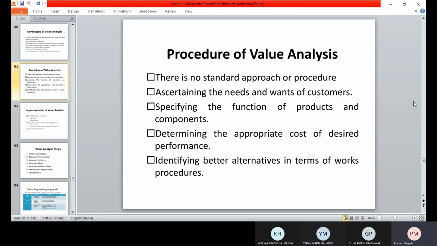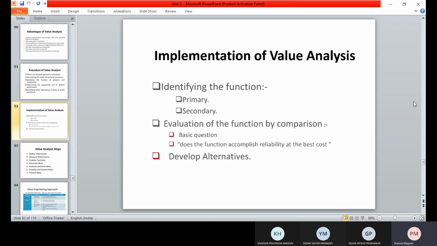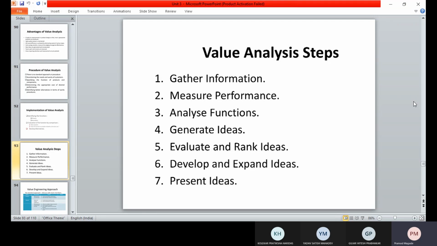So see, these are the common steps which we have already discussed. I'll just scroll the slides. Now implementation, there are the primary and secondary factor for defining the function. As I told you, multi-concept should be there. Then evaluation and then development. This is actually the defining the value analysis. These are the steps we have seen already.